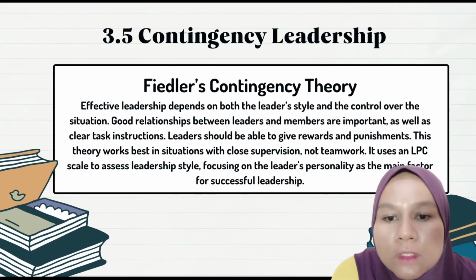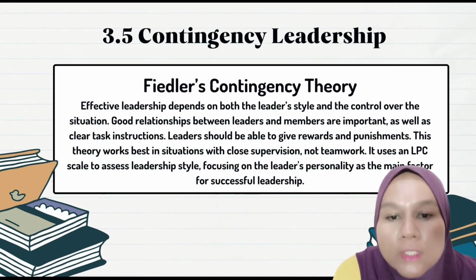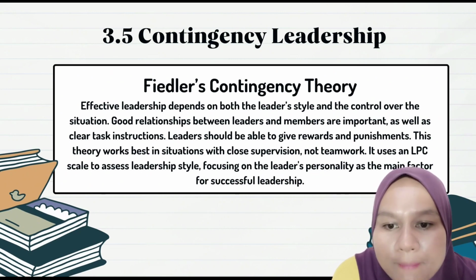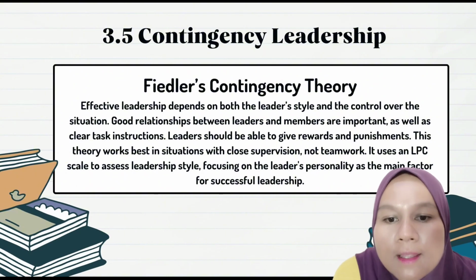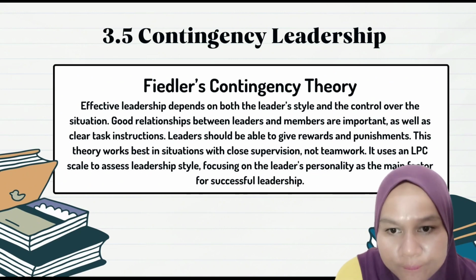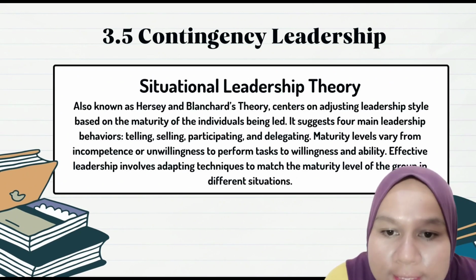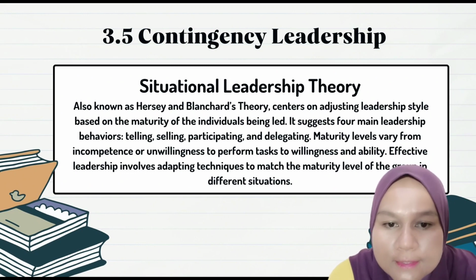Good relationships between leader and members are important, as well as clear task instructions. Leaders should be able to give rewards and punishments. This theory works best in situations with close supervision, not teamwork. It uses an LPC scale to assess leadership style, focusing on the leader's personality as the main factor for successful leadership.